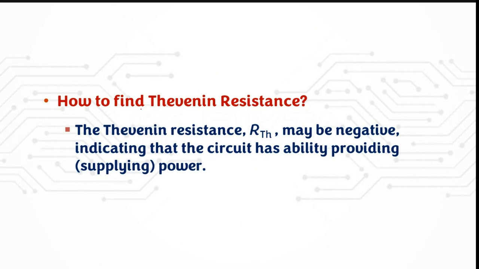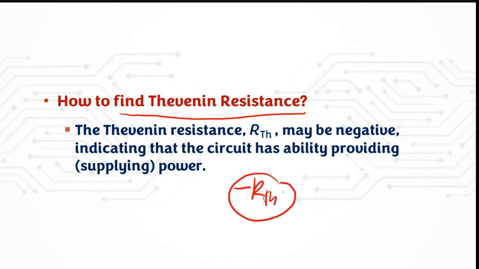Just for a note, when you calculate your Thevenin resistance, you might find that you have a negative Thevenin resistance. This indicates that your circuit has the ability to provide or supply power.